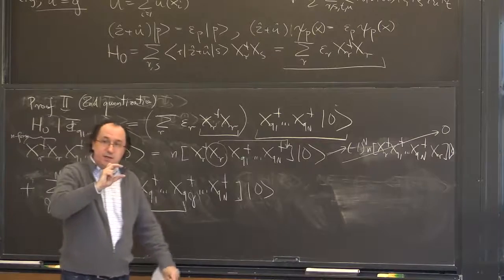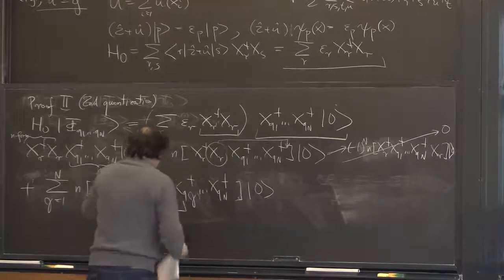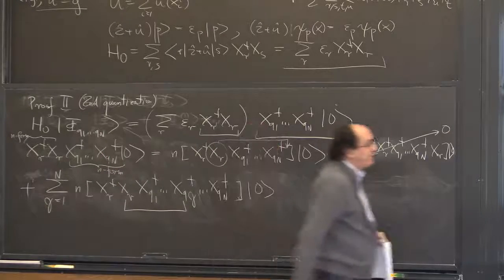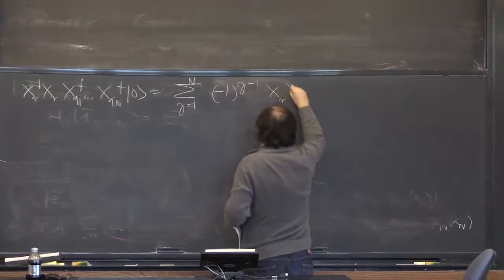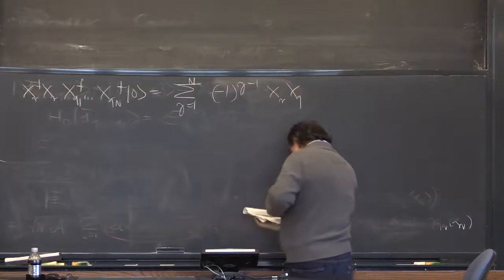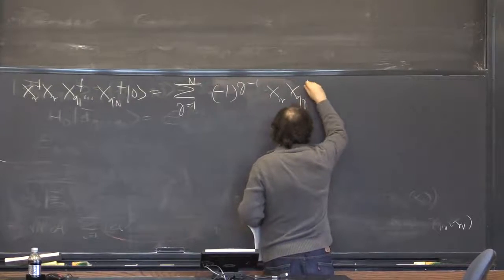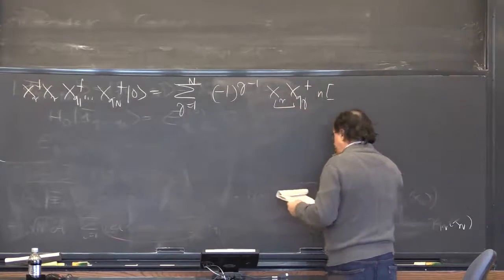When you take nearest neighbors out, then you don't change the sign, okay? But to make them nearest neighbors, I have to do gamma minus 1 jumps. So that's a phase factor of minus 1 to the gamma minus 1. And then I have a contraction, X_R, X_Q gamma dagger. And then I am left with the remaining operators, which are uncontracted.